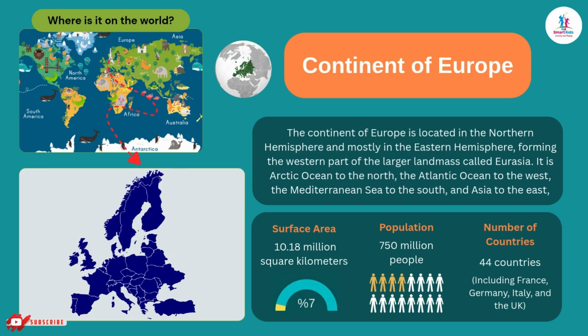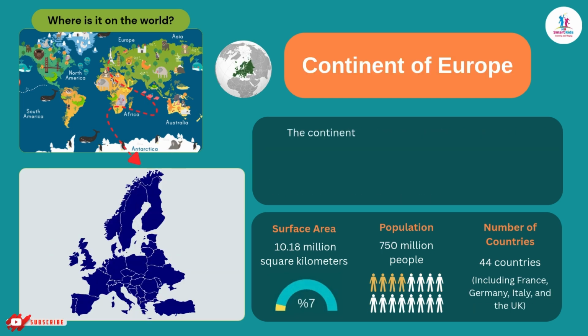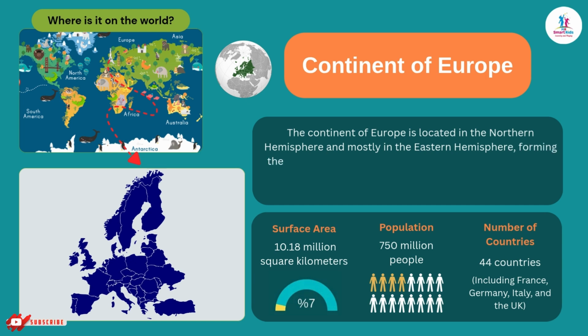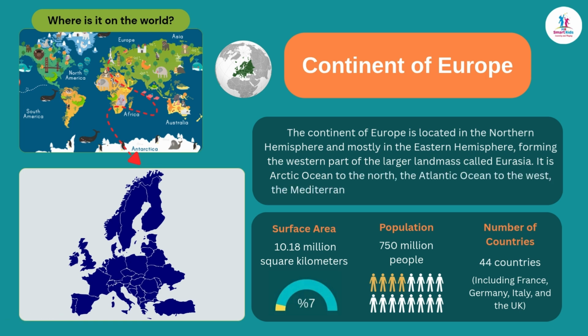Continent of Europe. The continent of Europe is located in the northern hemisphere and mostly in the eastern hemisphere, forming the western part of the larger landmass called Eurasia. It is bordered by the Arctic Ocean to the north, the Atlantic Ocean to the west, the Mediterranean Sea to the south, and Asia to the east.